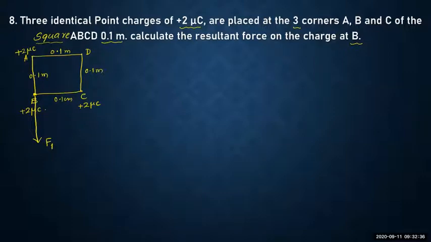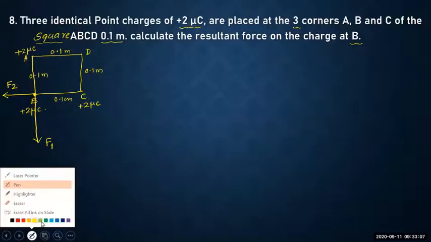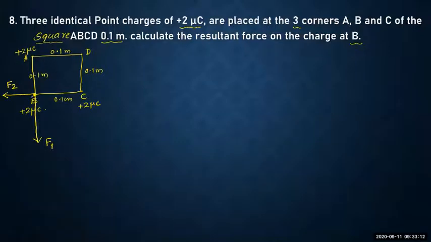Similarly, if you consider the charge C and the force on B due to the charge at C, then it is again a repulsive force. So it is, say, F2. If it is a repulsive force, it has to be taken away from the charge, right? If it is an attractive force, then the direction of that force will be between the two charges. Now, how will the resultant force be? Yes, I told you in the previous problem that the resultant force will be acting like this.